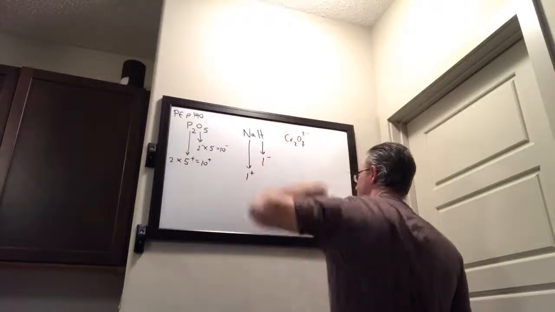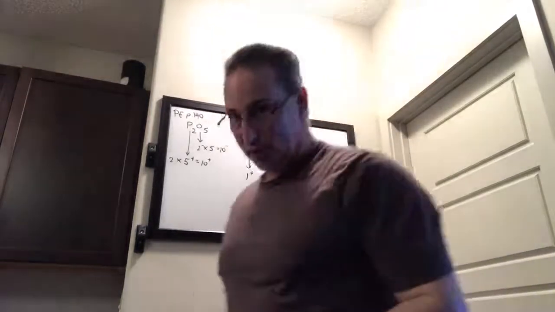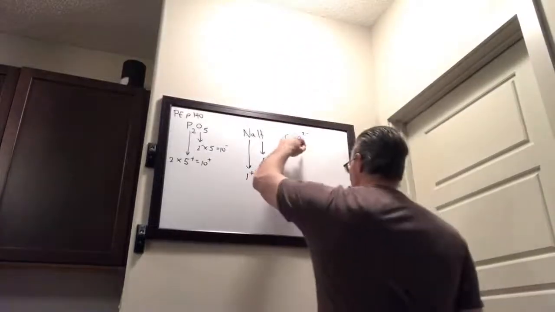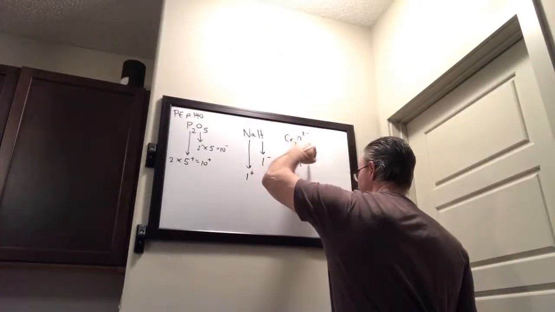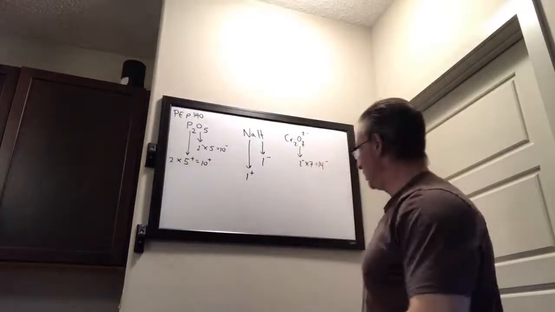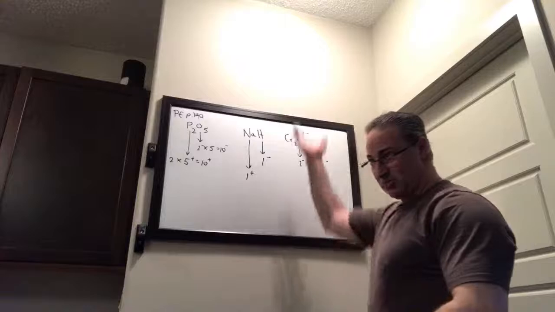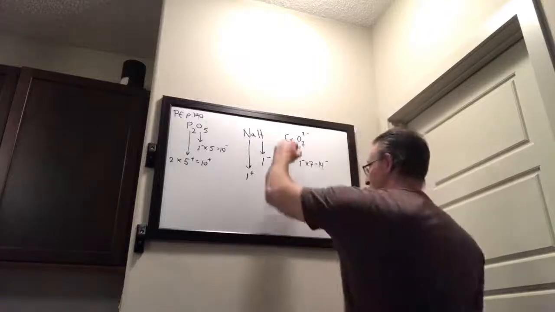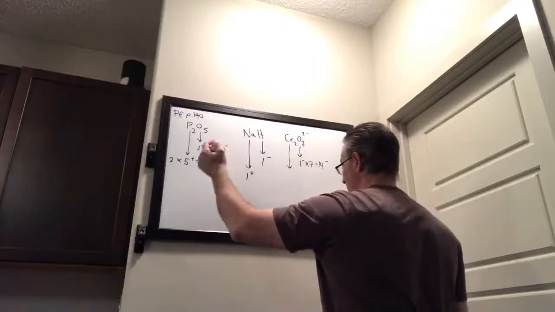It's got a -2 charge. Oxygen is almost always -2. So you got -2, but there's 7 of them. So you expect it to be -14, but it's only -2. So something is bringing it back up by 12. And that's got to be the chromium because it's the only other thing in the molecule.